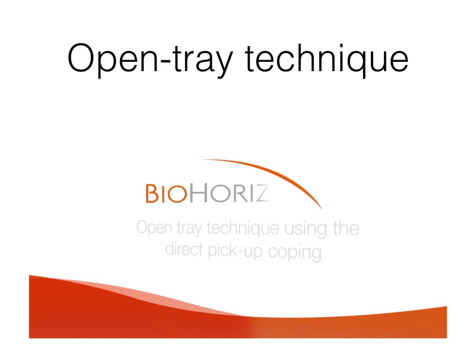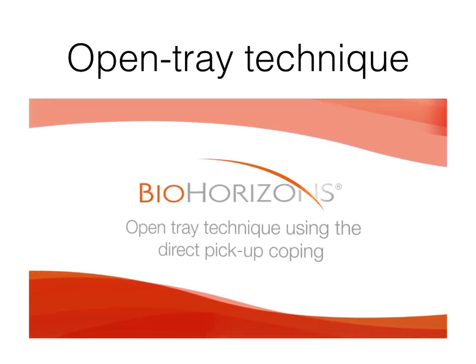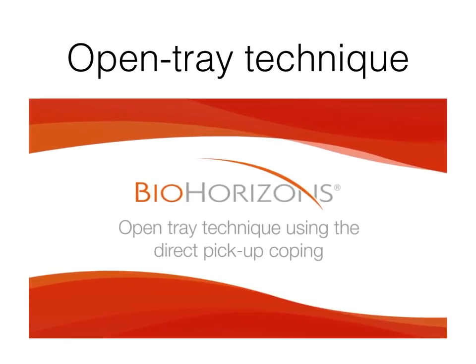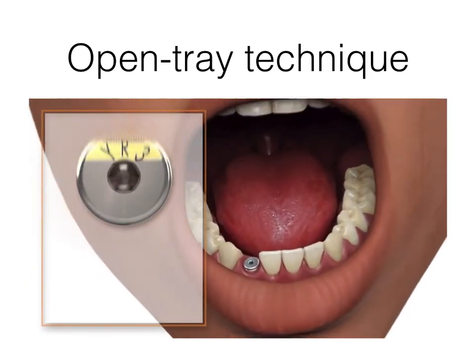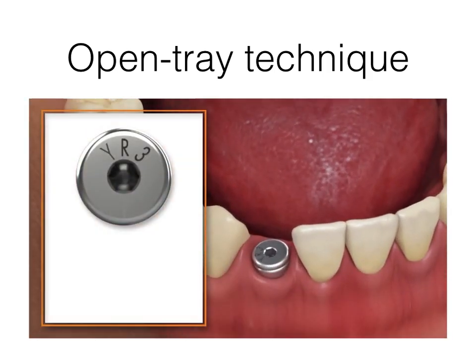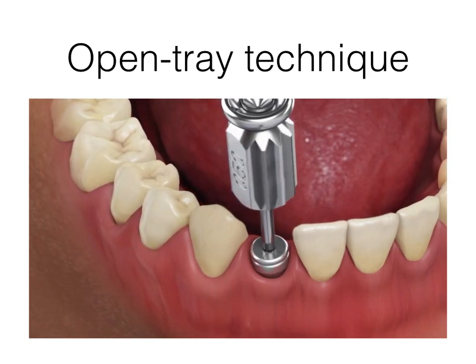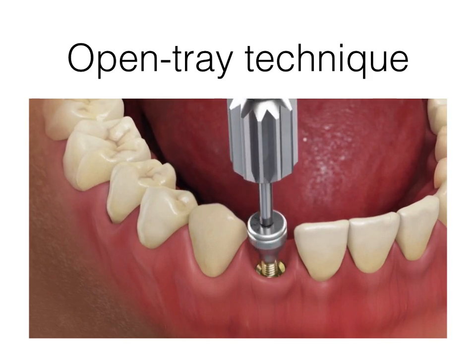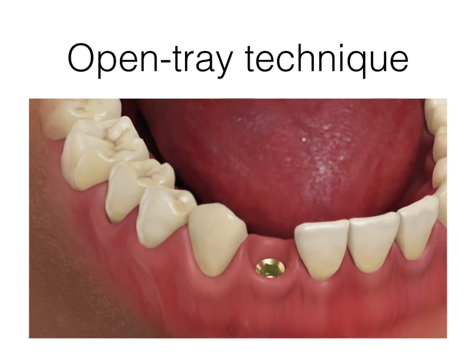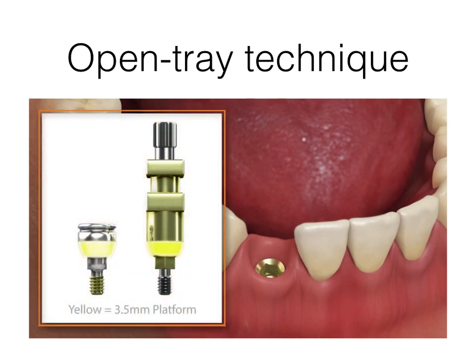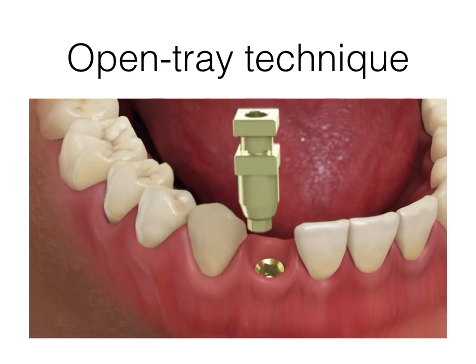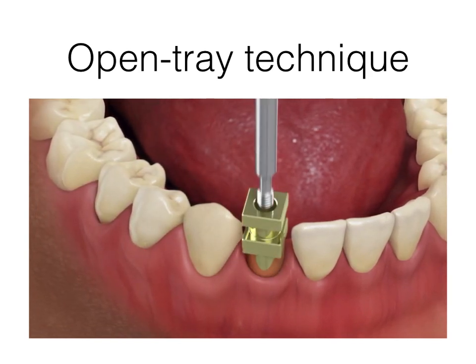Open tray technique using the direct pickup coping. Read the laser markings on the top of the healing abutment to verify the platform size, emergence, and collar height of the abutment. Remove the healing abutment and confirm that the prosthetic platform is free of any bone or soft tissue debris. Select the direct pickup coping that matches the emergence and platform size of the healing abutment. Place the direct pickup coping on the implant body and retain by hand tightening the direct pickup coping screw.